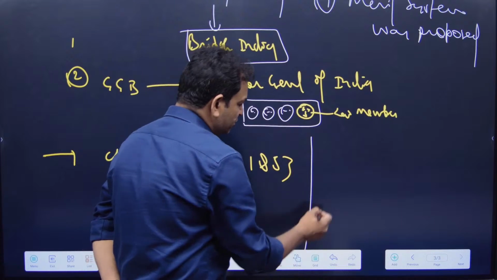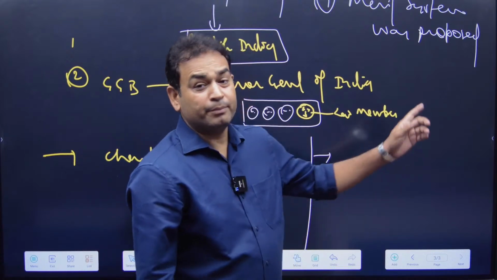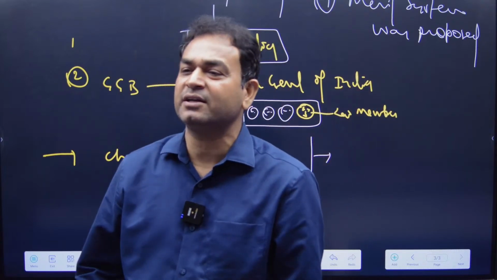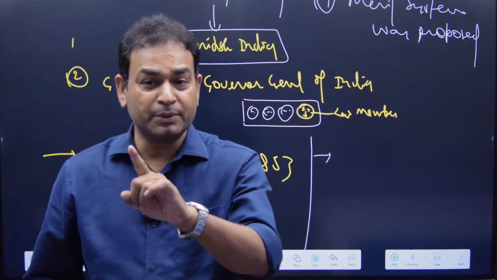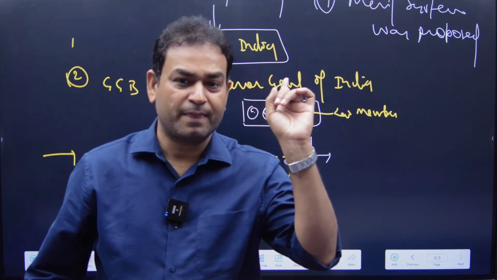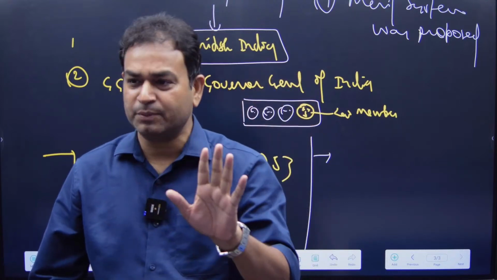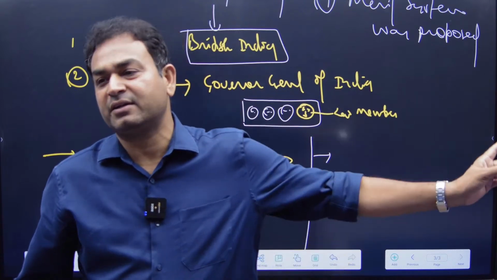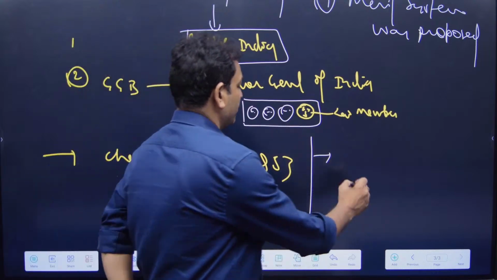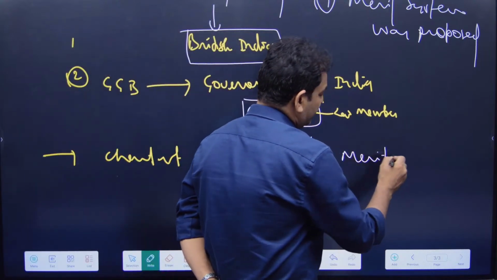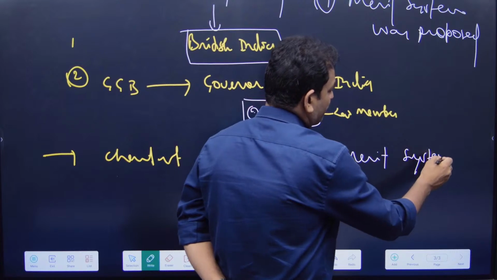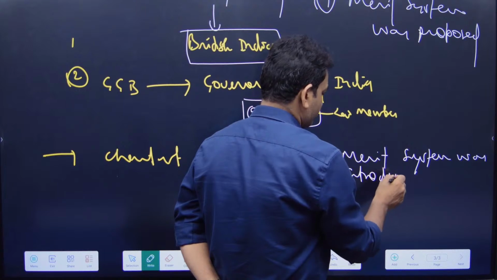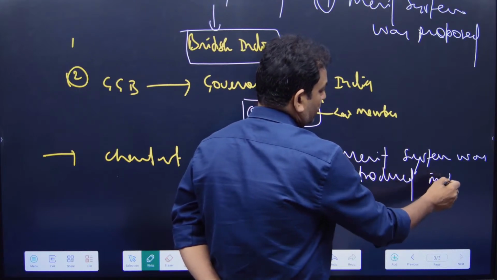An important provision of the charter was the merit system. Although the provision was made in 1833, it was not implemented then, and finally it was implemented in 1853. The merit system was introduced in India.